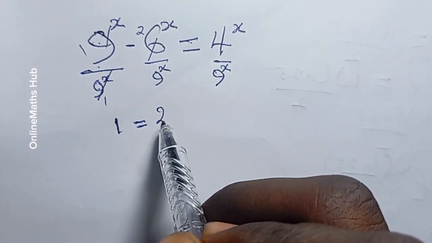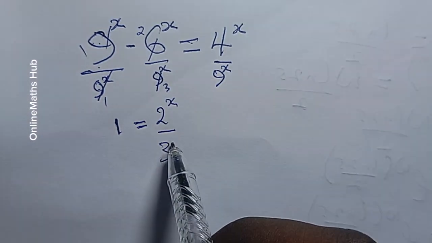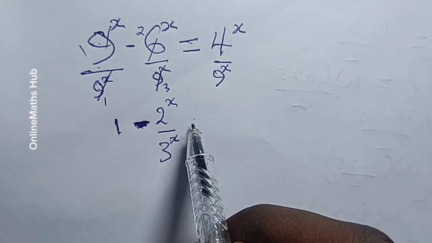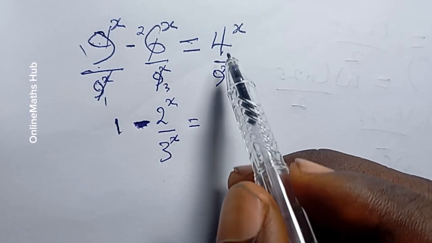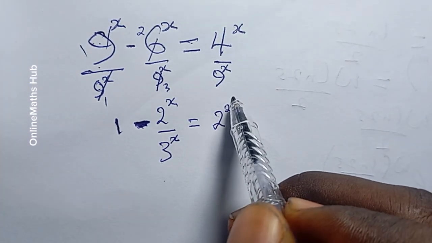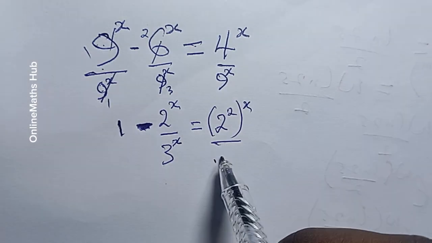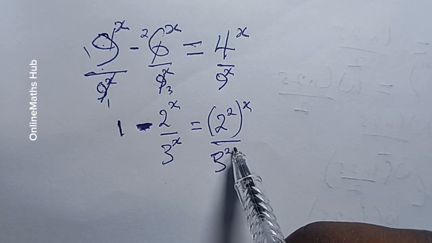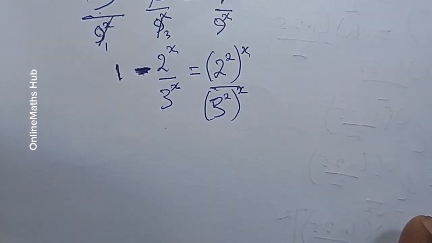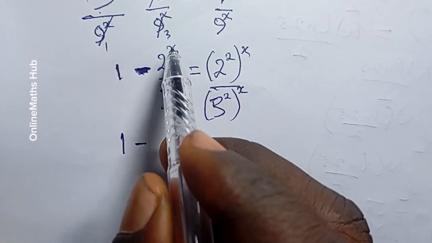So I'm going to be having 2 power x divided by 3 power x. Okay, so this is minus, and of course is equal to, I can actually write this 4 here as 2 power 2, and then of course divided by, I will also write this 9 here as 3 power 2, and all raised to power x.